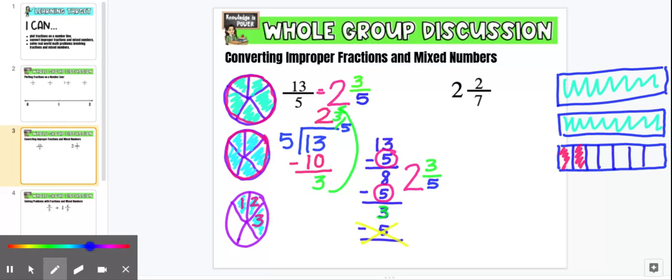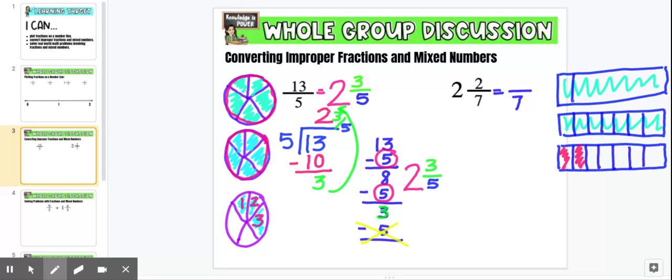All right. Well, that doesn't really help us figure out how many sevenths I have. What we can do is we can say, okay, we're going to equal this, and we know our denominator is going to be 7. So in order to figure this out, I have to break these into 7 pieces too. 1, 2, 3, 4, 5, 6. 1, 2, 3, 4, 5, 6.